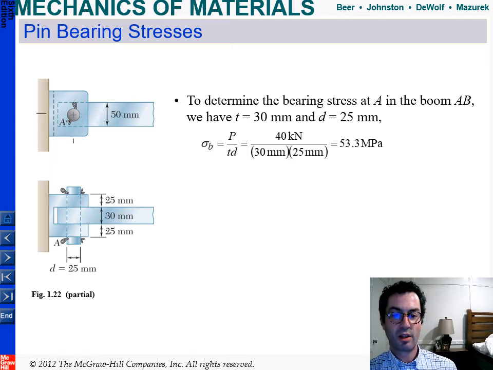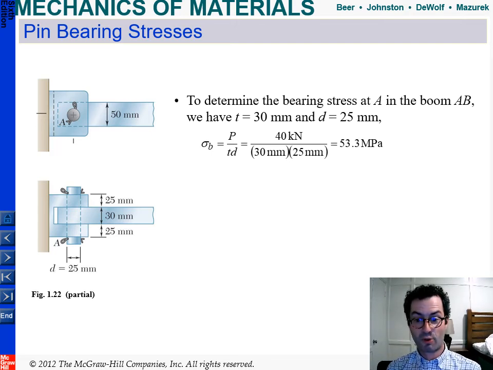So recall, our bearing stress is our total force over thickness times diameter. Your thickness, 30 millimeters, times the diameter of the pin, 25 millimeters, gives 53.3 megapascals. Like I mentioned before, it's not what's going to fail first, but that's how much stress is on it.